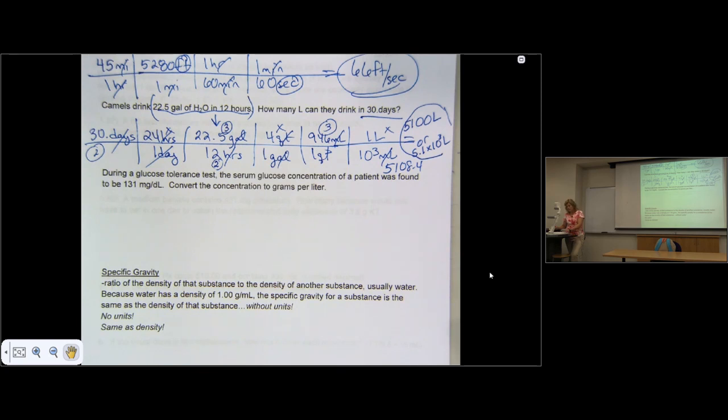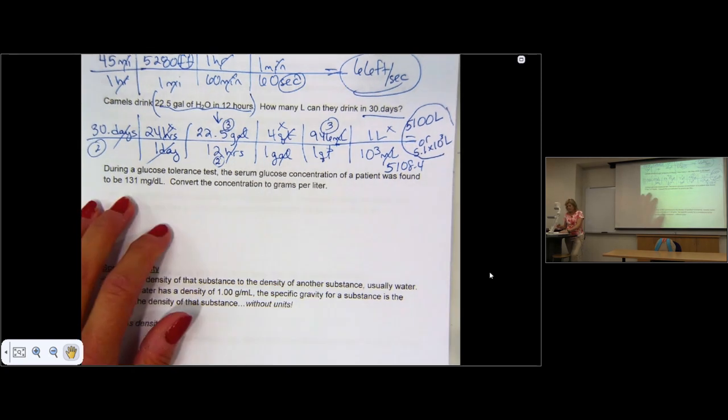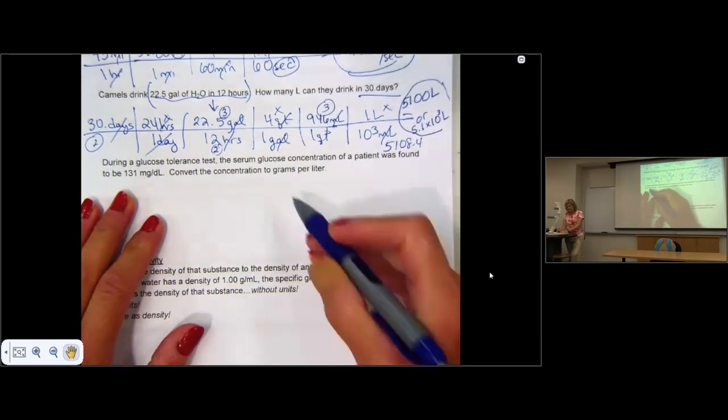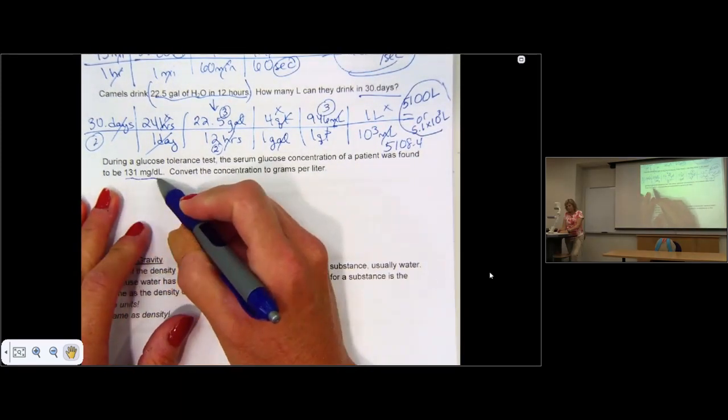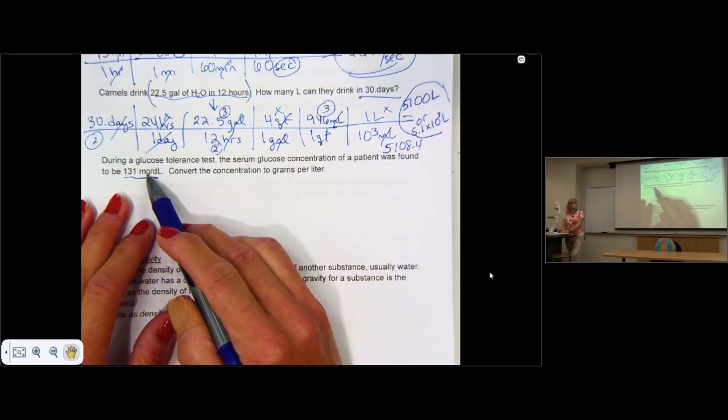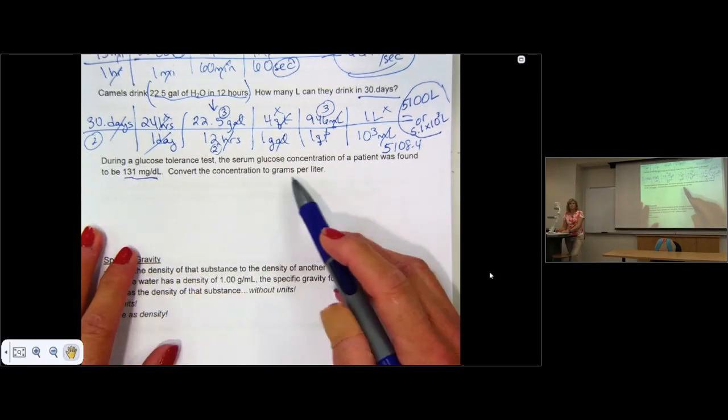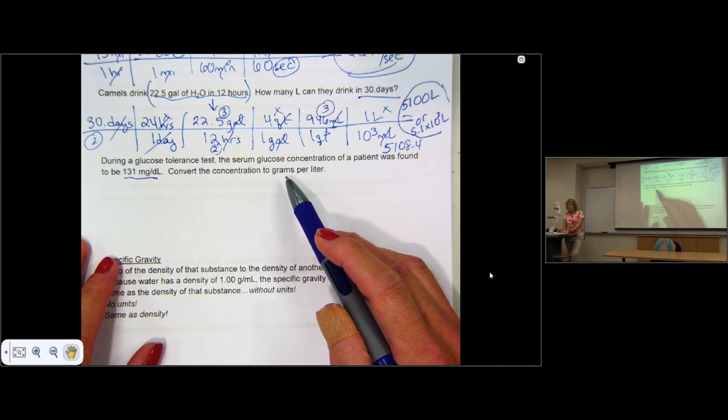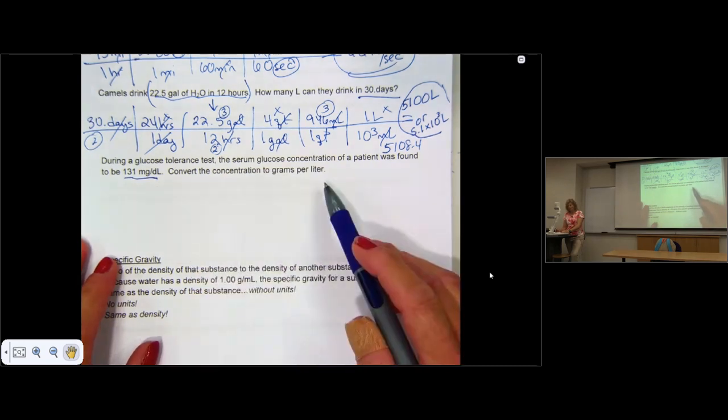All right, the next problem, I'm going to let you do it. It is just like we've been doing. It's a medical problem. Let you do this one on your own. You're just converting milligrams to grams and deciliter to liter, okay?